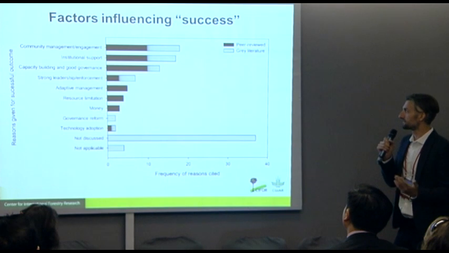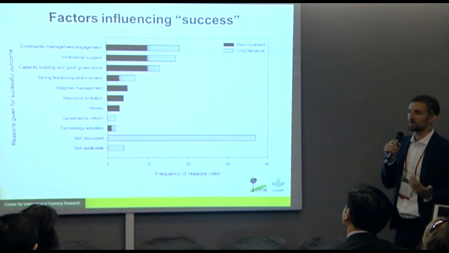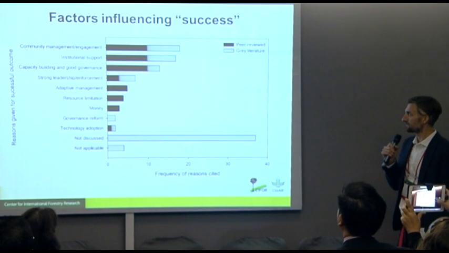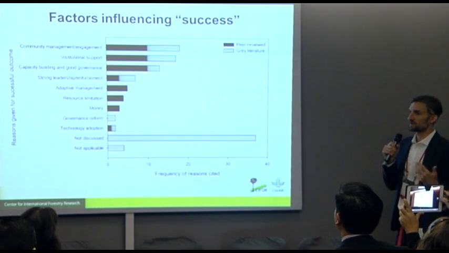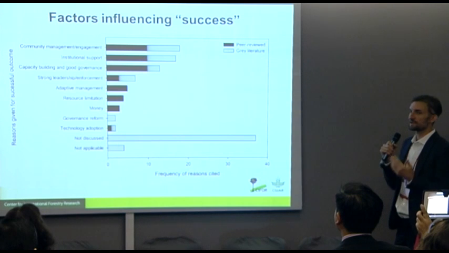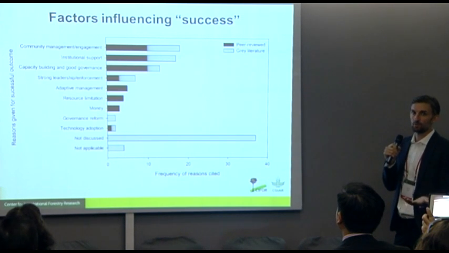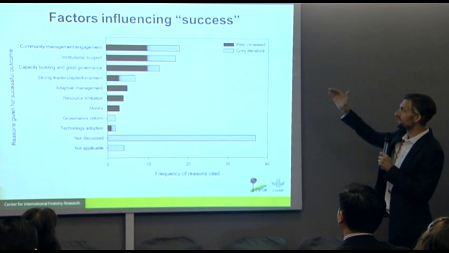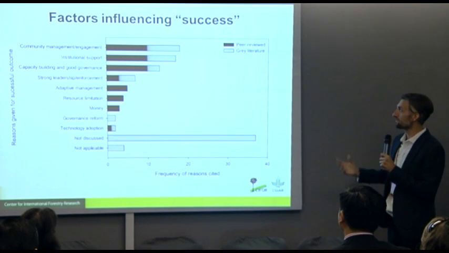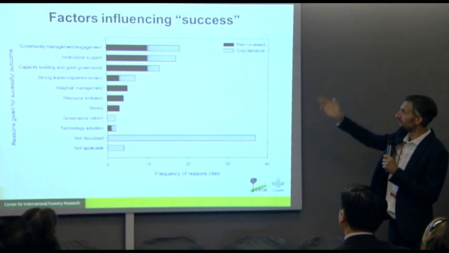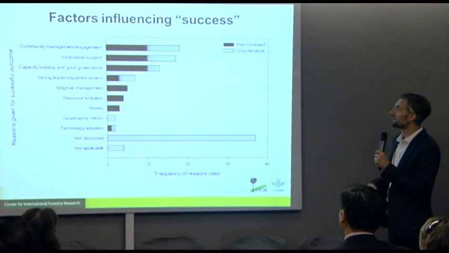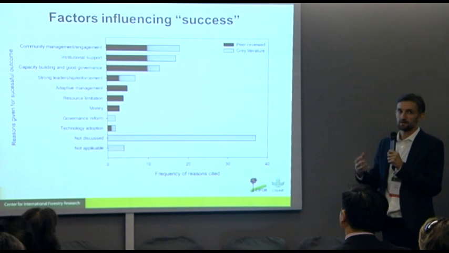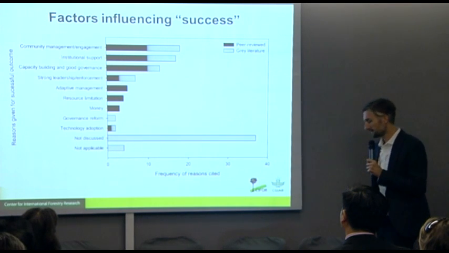And then I think this gets a bit more interesting. So we looked at the factors that influence these successful outcomes. And this is where it really started to occur that the reporting in the case studies was supporting what we'd already reported from the theory. So for example, the key things that were recognized as being so important for producing successful outcomes, community management or engagement, institutional support, capacity building, and good governance, these are all things that the theory literature really supported.